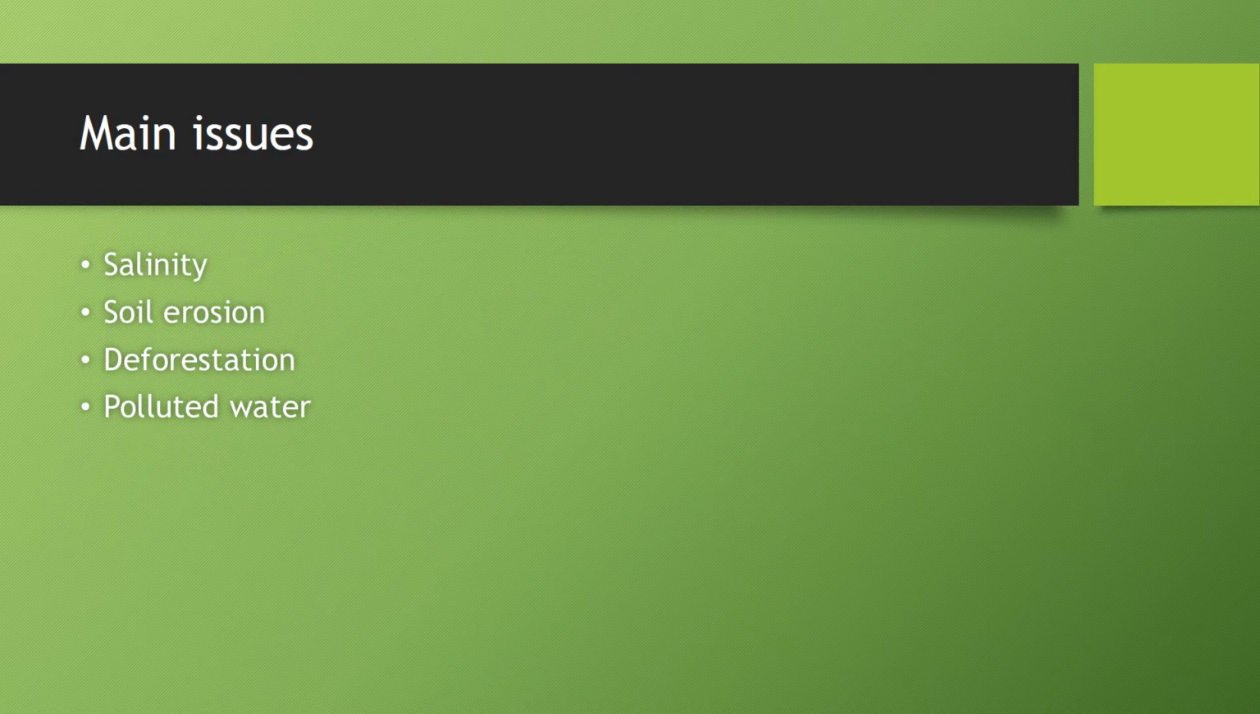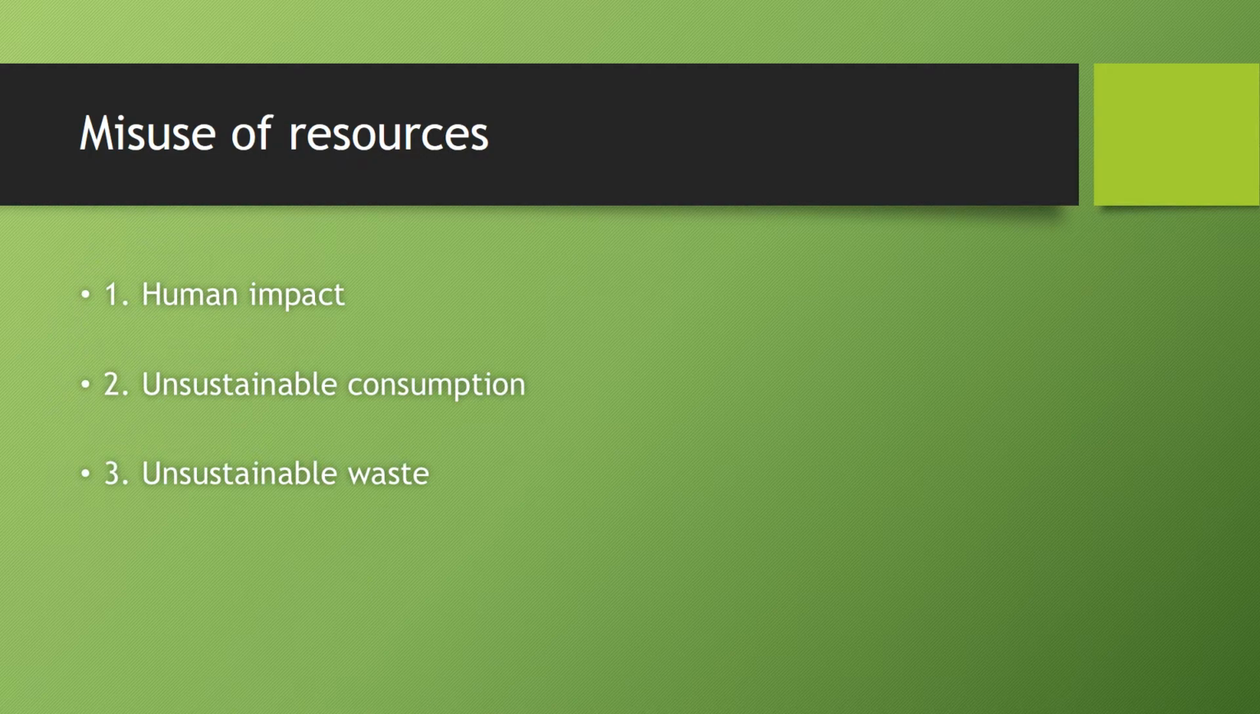The main issues with our ecosystems today are salinity, which is excess salt in the system, soil erosion, deforestation or pulling down of extra trees, and polluted water. When we're having a look at the misuse of resources, there's three particular areas we want to focus on. The first one is the human impact, so what we are actually doing. Then we're having a look at how we are unsustainably consuming things, and then how we are unsustainably wasting things as well. So it's looking at the physical impact, the consumption, and the waste.